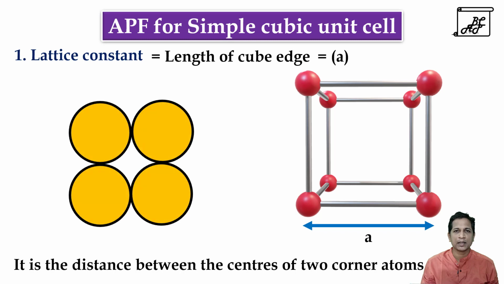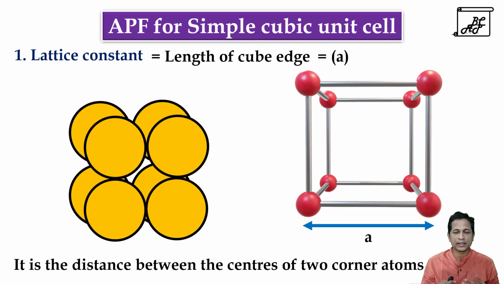Consider this diagram. These are the 4 atoms at rear and these are the 4 atoms at the front. These all atoms are touching each other, means the corner atoms are touching each other. For example, if we consider this atom is touching this atom over here, second atom over here and third atom over here. That is how all atoms are touching each other.